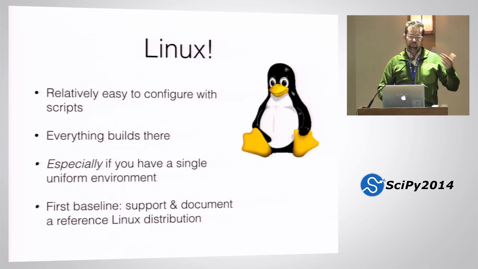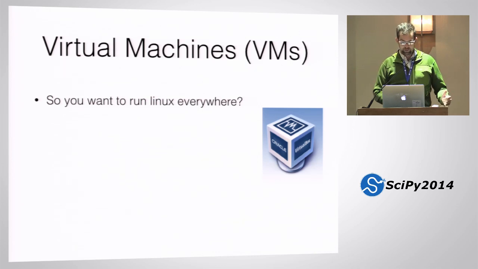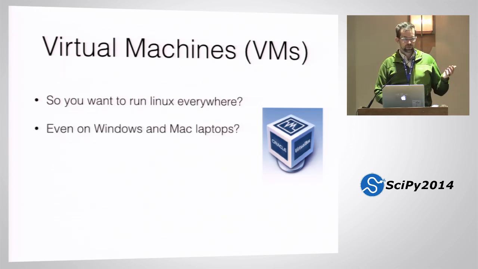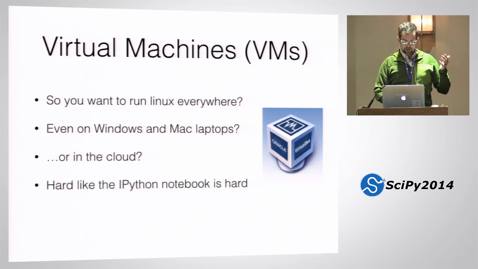Like Docker, for example, initially targeted Ubuntu. That was it. So you want to run Linux everywhere so that we all have this reference distribution. How do you do that, right? Even on Windows and Mac laptops or in the cloud, right?